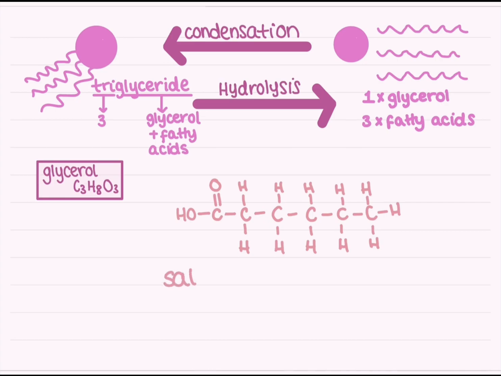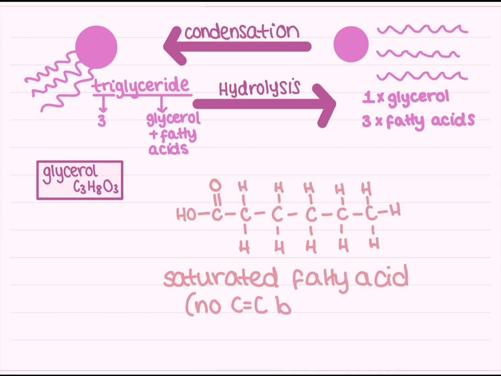The fatty acid chains themselves are classified further as either saturated or unsaturated. So here on the screen is an example of a saturated hydrocarbon chain. What this means is that each carbon that is not involved in the carboxylic group forms only single bonds to other carbons, and they have as many hydrogen atoms bonded to them as possible. So we can see there are no double bonds except for the carbon that is involved in the carboxyl group.